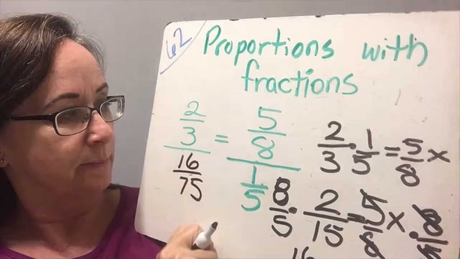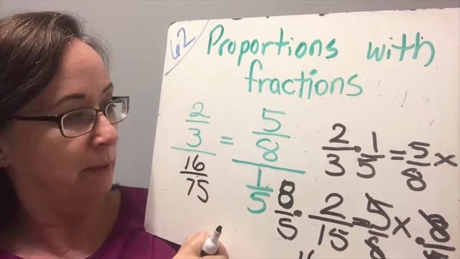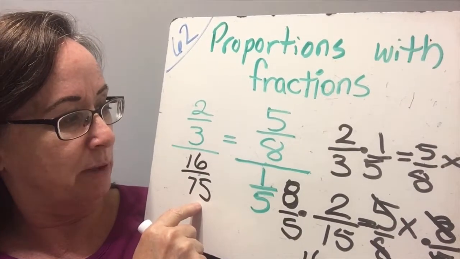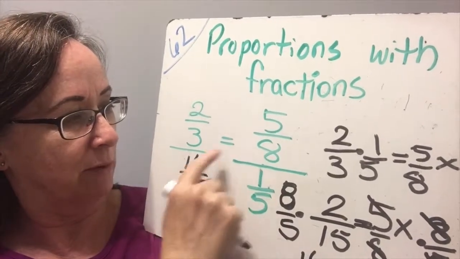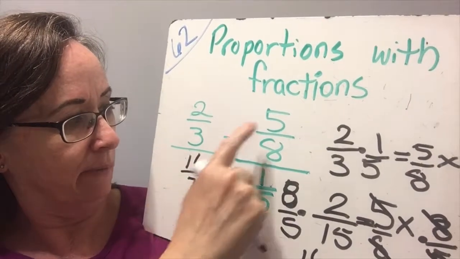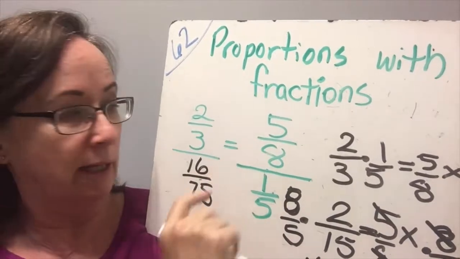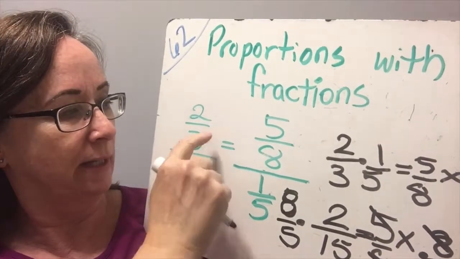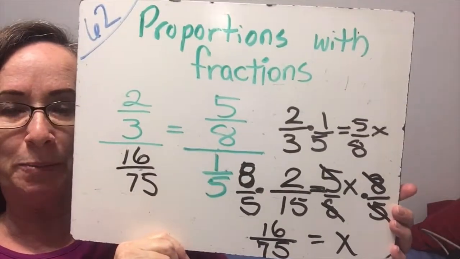Okay, so now if we replace the x by 16/75 and we cross multiply, it should give us the same thing on both sides. So when I multiply this by this, I'm going to be able to cancel. The 16 and the 8 will cancel because one's on the top and one's on the bottom. So that would be a 2. And then over here, we'd get a 2/15. When we multiplied those two together, we would get a 2/15. And then when we multiply these two together, we get a 2/15. So it is true. It is a true proportion now.